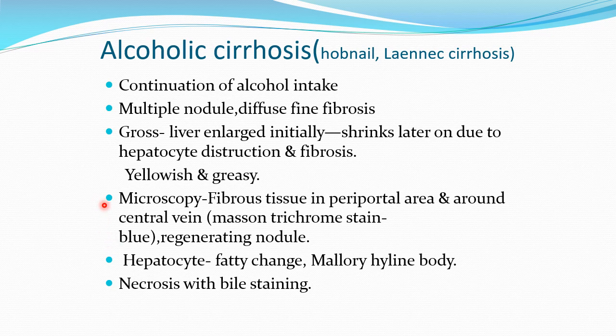And there is a regenerating nodule, as it appears in cirrhosis. There is a regenerating nodule and fibrosis around the periportal area and the central vein. Then hepatocytes show fatty changes and Mallory hyaline bodies. So it is a characteristic feature that the cirrhosis is due to alcoholic cirrhosis. And there is necrosis and bile staining.